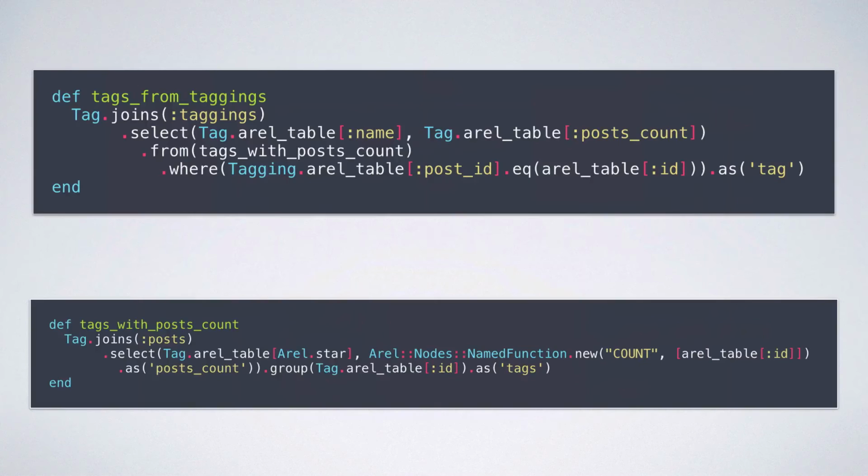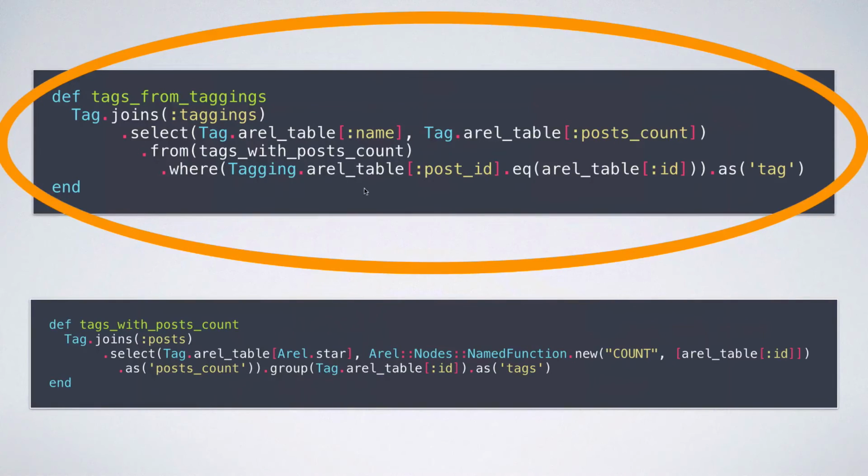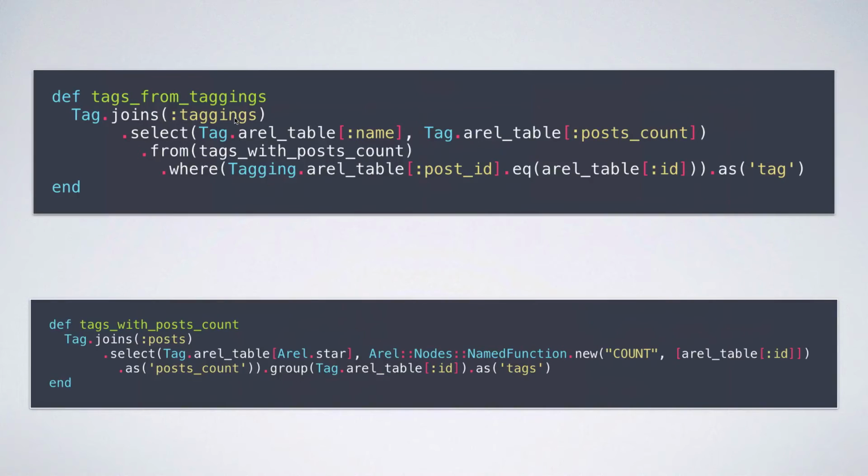So we're going to use a join table, right? So just look at this query up here. Ignore this bottom one for now. So we're going to joins taggings, right? And we're going to do a select. So we're going to select the table name tag.AREL table. So basically this translates to tags.name, but then we have a custom from. And then we also have a tags.postCount, if you will. And the reason why we can do post count now is because of the from tags with post count.